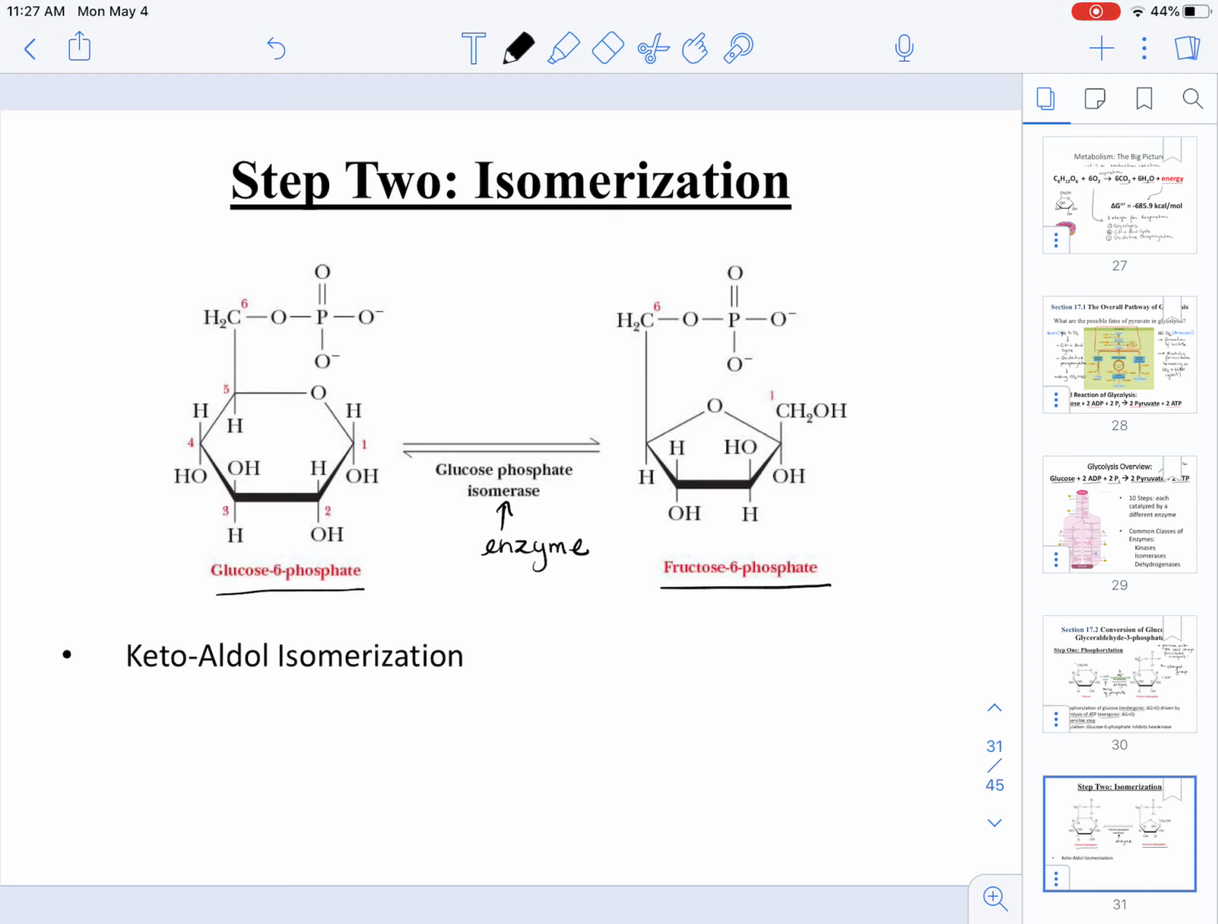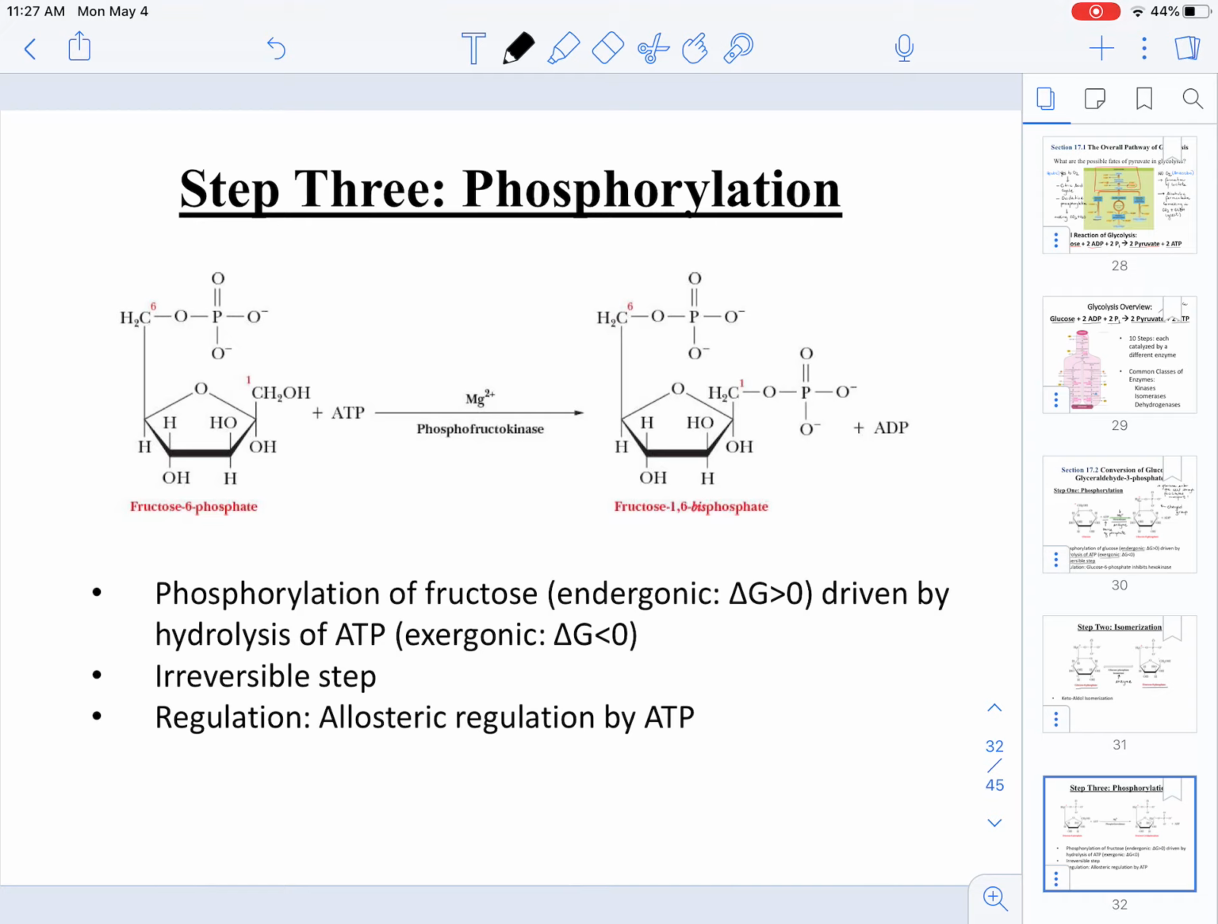On step 3, we have another phosphorylation reaction. In this phosphorylation reaction, our enzyme is phosphofructokinase. As you can see, for this reaction to occur, we need a divalent cation. In this step, similar to what we saw in step 1, we are going to convert ATP to ADP. Step 3 in glycolysis is also an endergonic process. So this is a process that requires energy. Where does that energy come from? Well, from the hydrolysis of ATP.